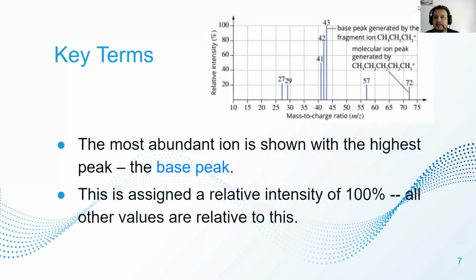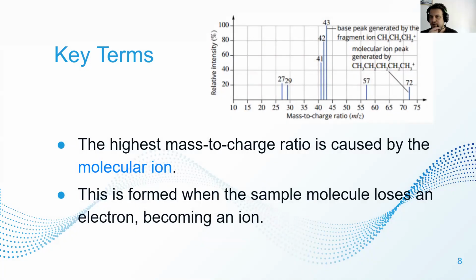So, base peak, the most abundant, it's got the highest relative intensity. Its relative intensity will always be 100. So, the highest mass to charge ratio, again, which is on here, is the molecular ion. Now, with the molecular ion, it is whatever was present there before minus 1 electron. So that tells us that the molecular mass of that compound is about 72.